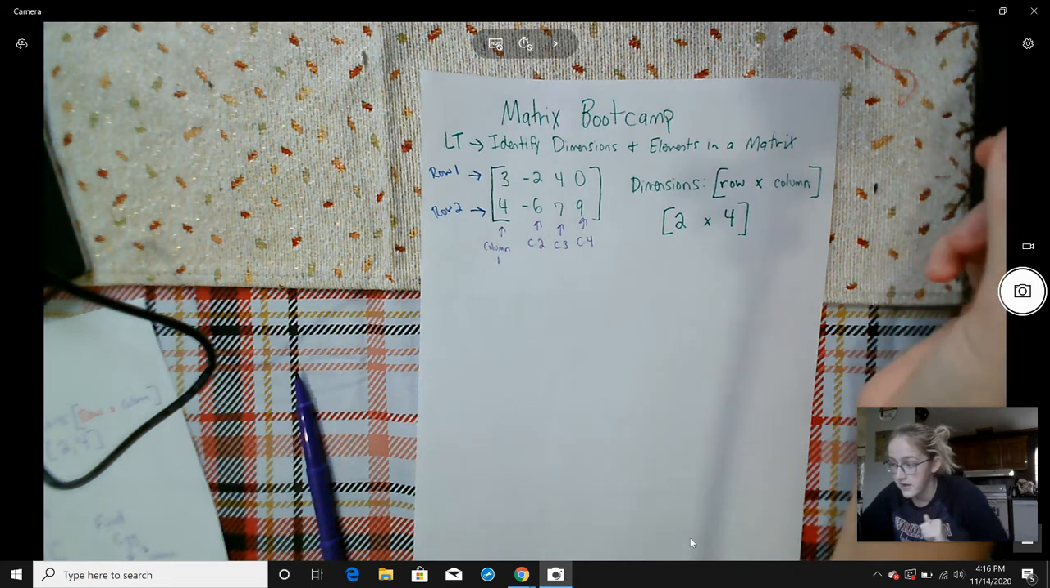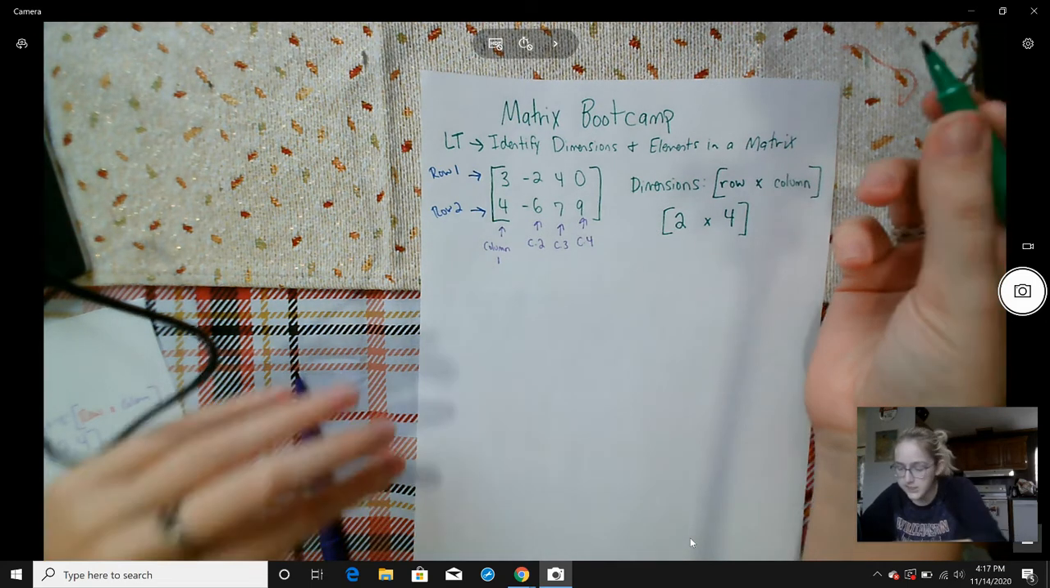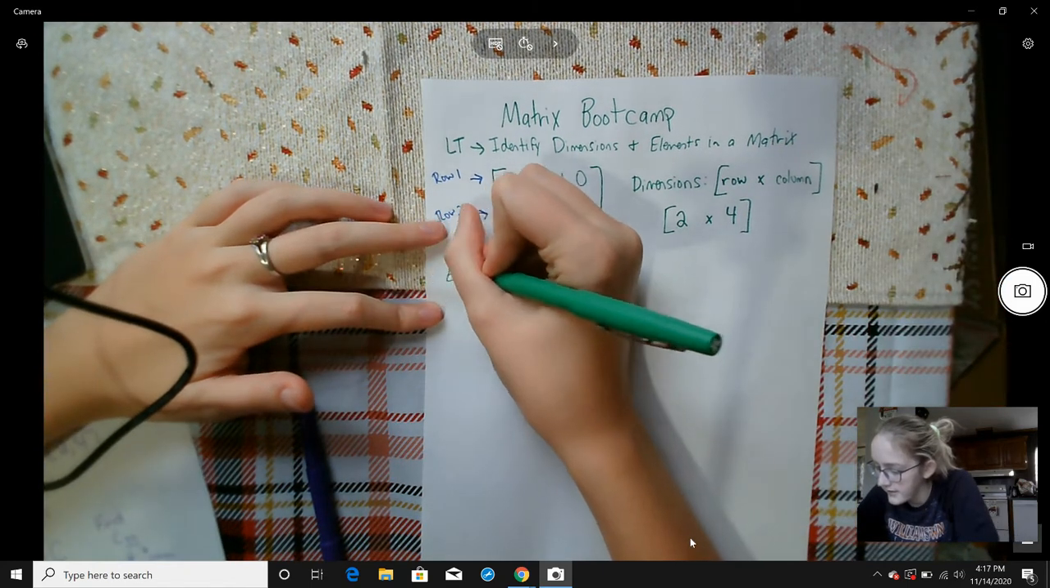Okay. So after we do dimensions, the next thing we want to identify is elements.